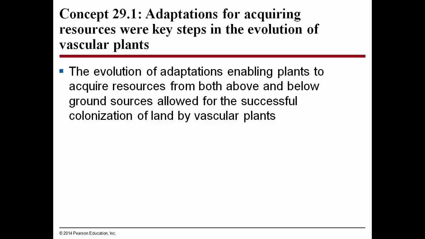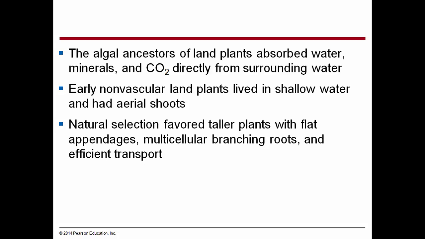Adaptations for acquiring resources were key steps in the evolution of vascular plants. The evolution of adaptations enabling plants to acquire resources from both above and below the ground allowed for successful colonization of land by vascular plants. Okay, we remember this from a previous chapter's colonization of land by plants. The algal ancestors of land plants absorbed water, minerals, and CO2 directly from the surrounding water. Early non-vascular plants lived in shallow water and had aerial shoots that stuck up out of the water. Natural selection favored taller plants with flat appendages, multicellular branching roots, and efficient transport.